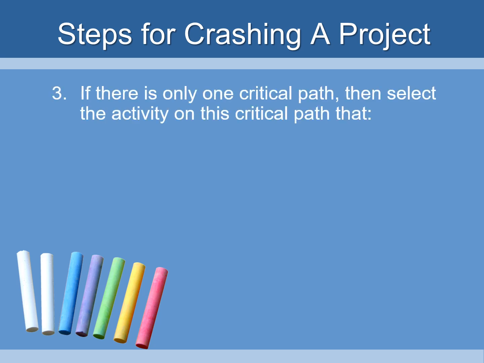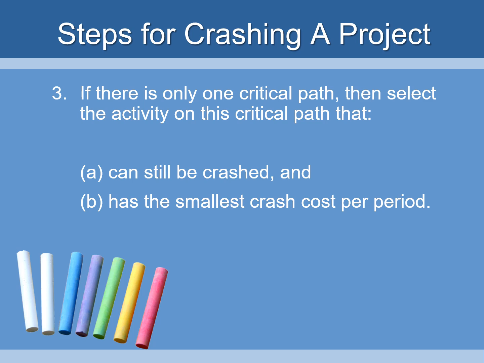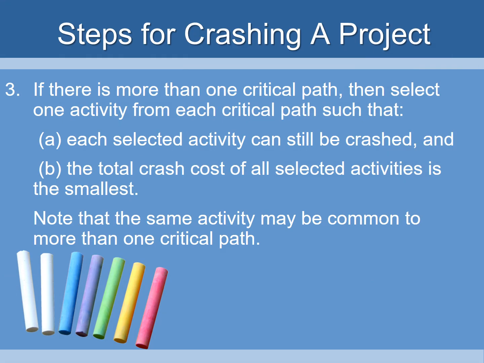If there's only one critical path, and sometimes there are more, then select the activity on this critical path that can still be crashed and has the smallest cost per period. If there's more than one critical path, then select one activity from each path such that each selected activity can still be crashed, and the total crash cost of all selected activities is the smallest.